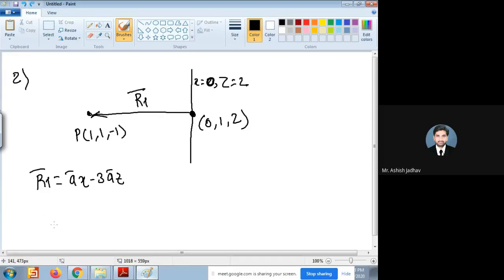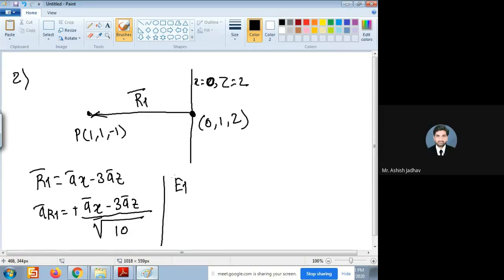Unit vector A bar RL is equal to plus A bar x minus 3 A bar z divided by under root of the magnitude, which is 1 square plus 3 square, that is under root 10. So now you can use the formula: EL bar is equal to rho L upon 2 pi epsilon naught RL times A bar RL.